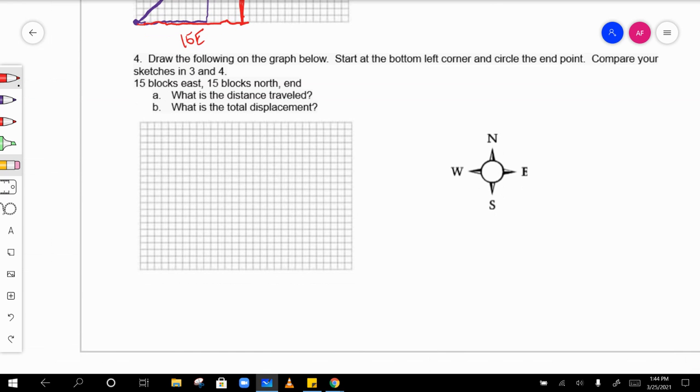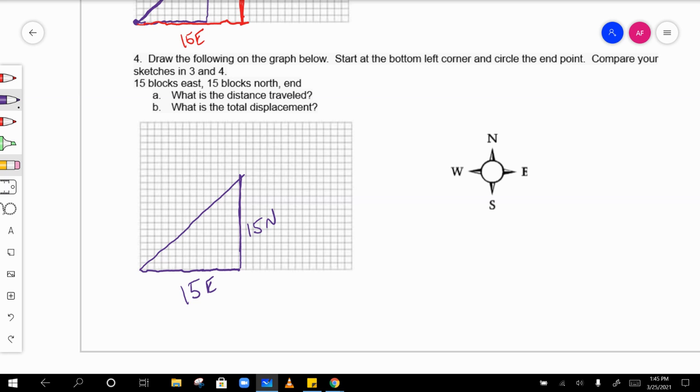Okay, next one, number 4. So we go 15 blocks east. 1, 2, 3, 4, 5, 6, 7, 8, 9, 10, 11, 12, 13, 14, 15. And 15 blocks north. I'm not even going to count them because it's just the same. So 15 north, 15 east.